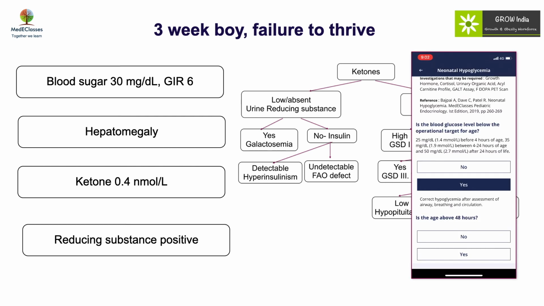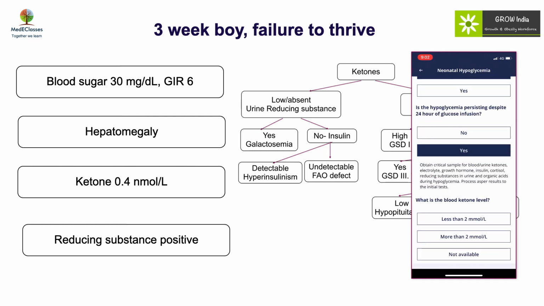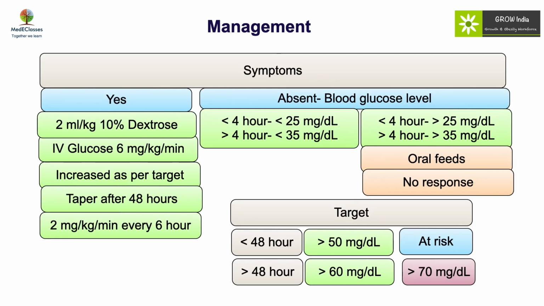So all you need to do is to say that there is hypoglycemia which is persistent. The ketone levels are less than 2 and urine is positive. So this is galactosemia. This is very, very easy to understand in terms of how to evaluate in that perspective.